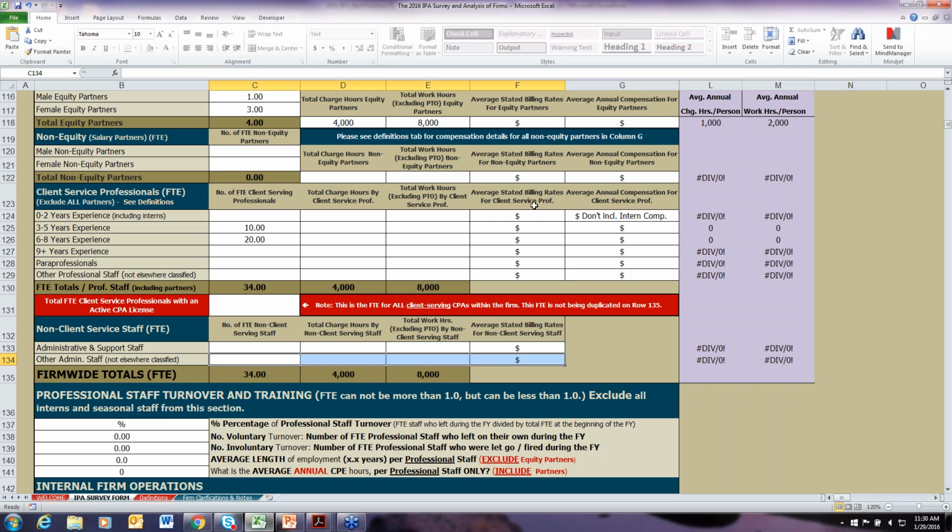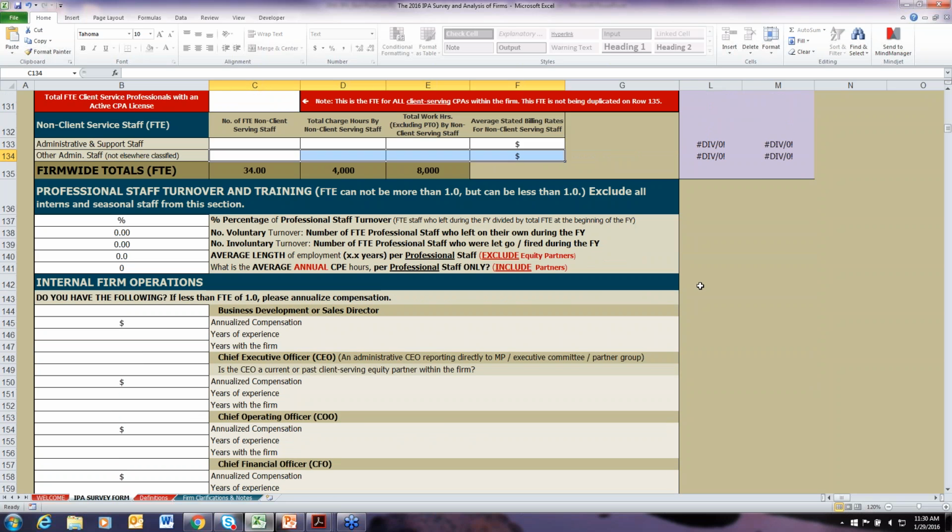So again, keep an eye out on the matrix. Look at column L and M just to make sure that the information that you're providing looks reasonable. This is the area where we get most of the mistakes coming in, so that would be especially something to take a look at.